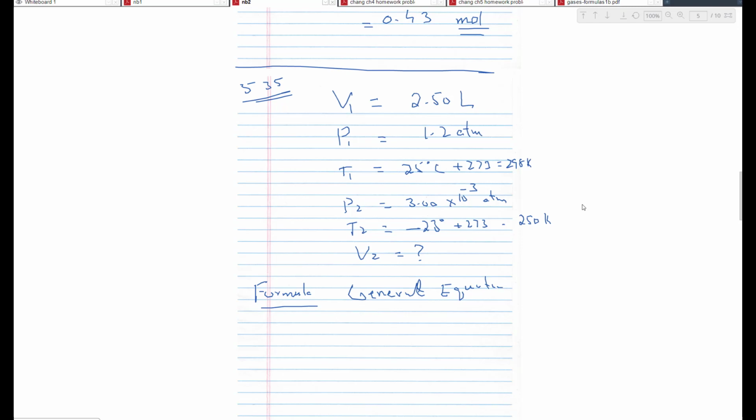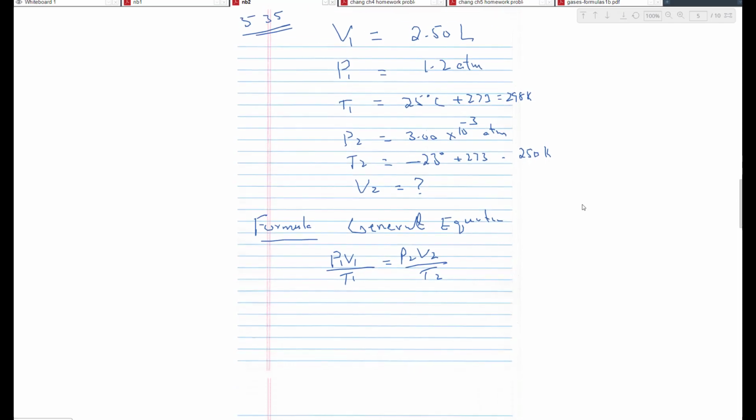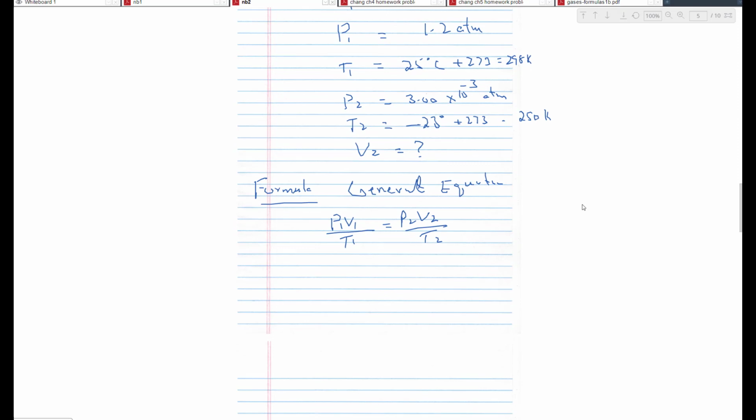Which one will I use? Since there is no constant except R, we can use this one also, because this is going to be easy. Otherwise you have to first calculate n and then use another equation, so it's going to be two steps. We can do it in one step with this general equation, and in this case we don't need R. You can use any pressure and volume unit, but temperature must be in Kelvin.